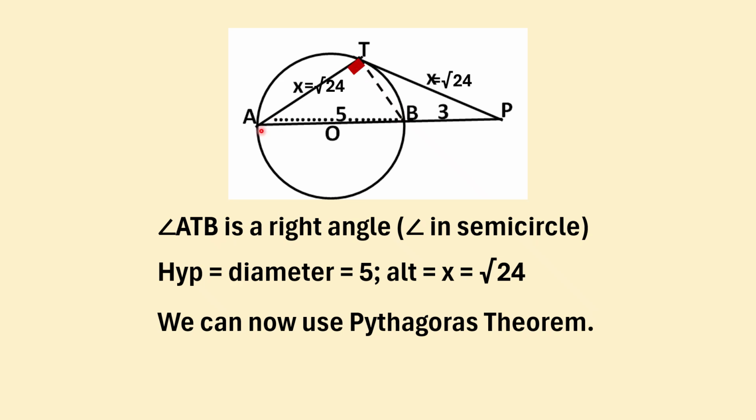So in a right angle triangle, you know the hypotenuse as 5 units. You know the altitude as root 24 units. And you have to find the base TB. And why is it a right angle triangle? Because AB is a diameter. So angle in a semicircle is a right angle. Now we have to find the base PB using Pythagoras rule.